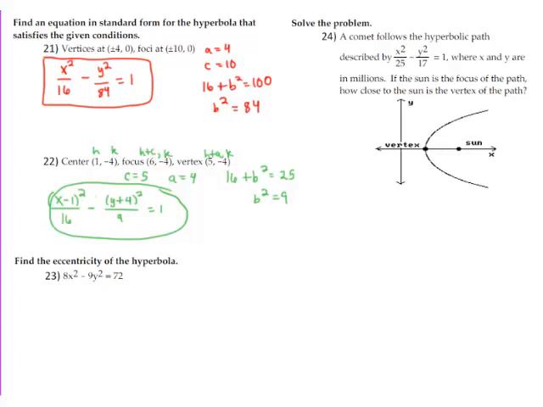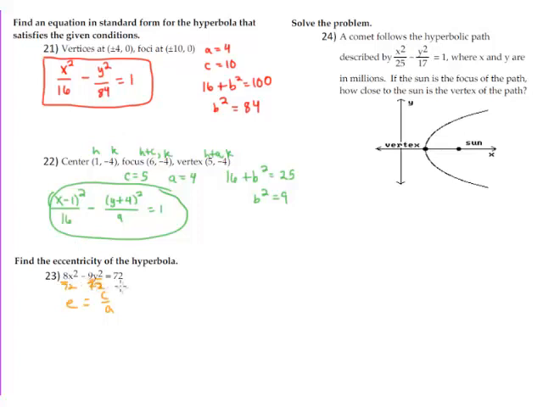Alright, 23. e equals c over a is for eccentricity. So we first need to find standard form and then find a and c.